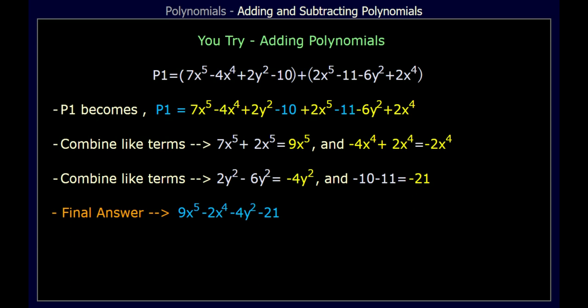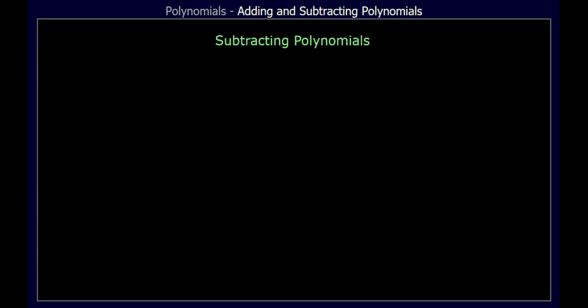Okay. Let's move on to the next thing, which is just subtracting. So here I have the same thing. I'm going to subtract a couple polynomials. There's the minus sign right there. I've called it P1 over here.